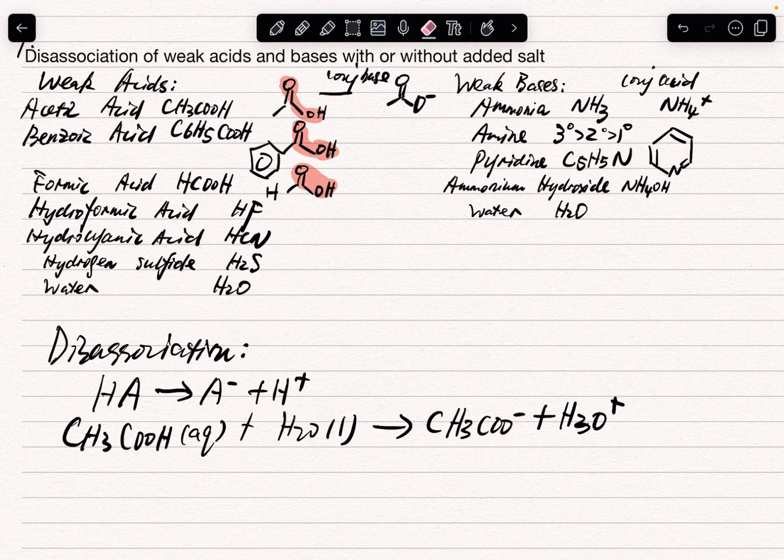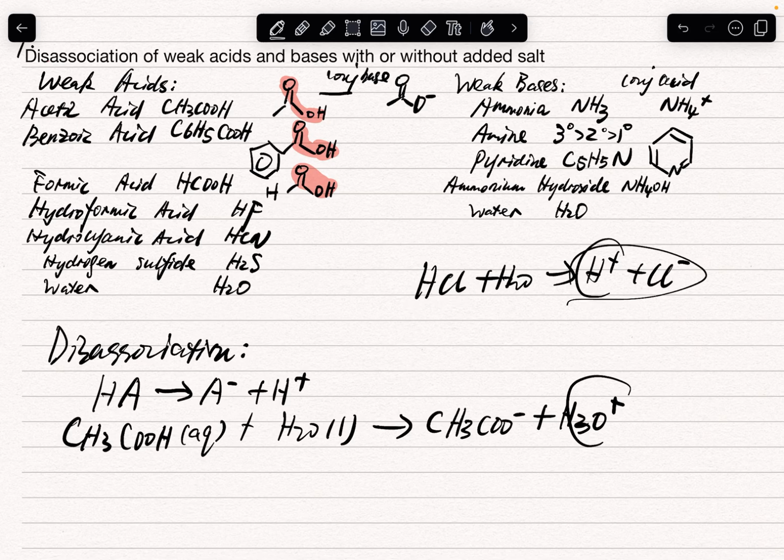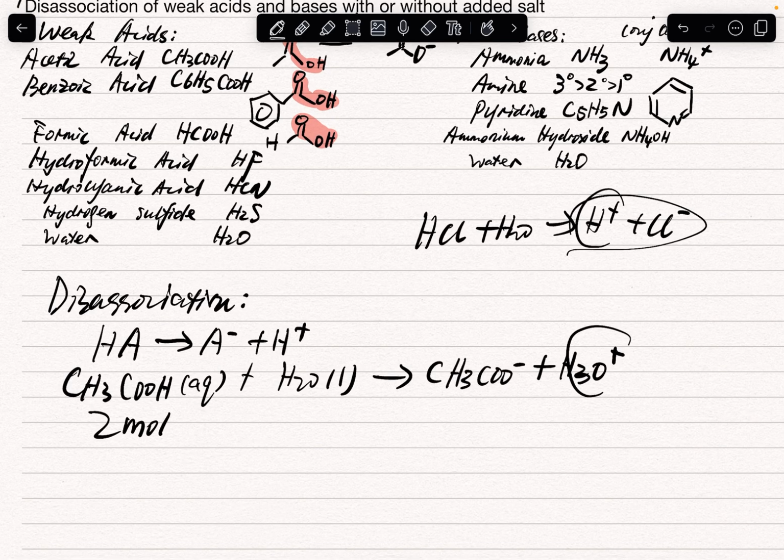Compared to a strong acid, the difference is that the strong acid would fully dissociate, like HCl. HCl plus water, and then you will have H plus and Cl minus, right? All the HCl will be used up, and all you have in your solution is your products. Whereas with my weak acid, if I have 2 moles of acetic acid, maybe 50% of it, only 1 mole, would dissociate into 1 mole of each product, okay?